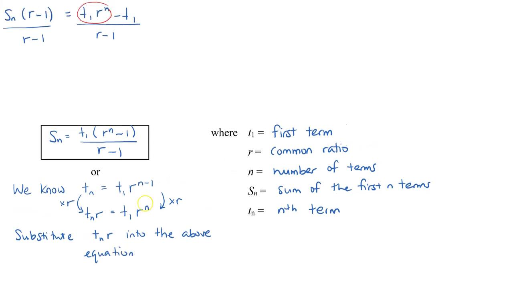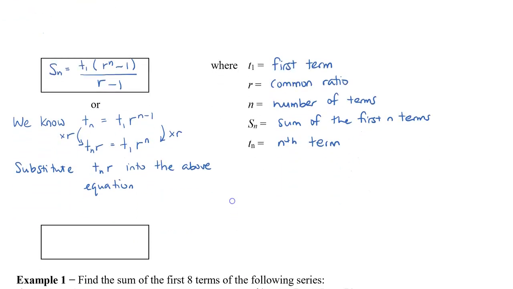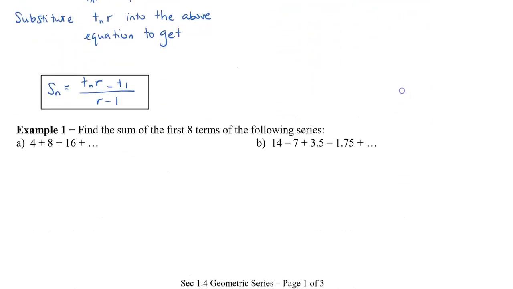Okay, so we have T1 r to the n, and I'm going to substitute now Tn r, so to get Sn equals (Tn r minus T1) all divided by r minus 1. So if we have the first term, we can use this first formula, but if we have the last term, or the nth term, we can also use the second formula. All right, so let's take a look at a question using this formula.